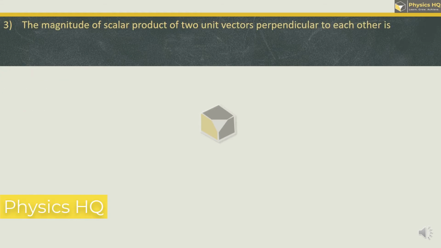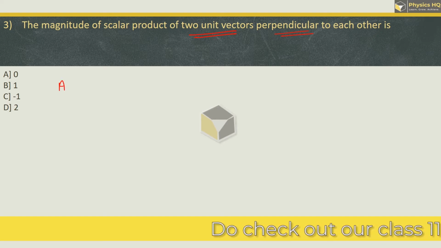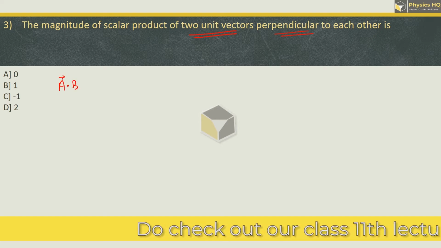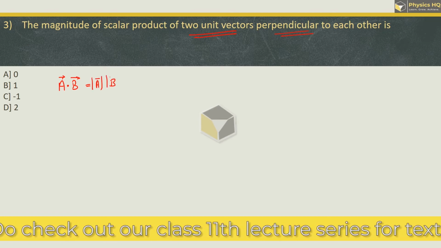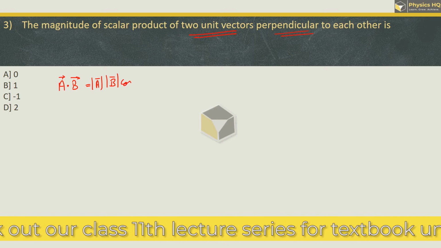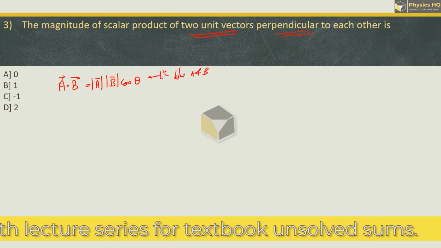The magnitude of scalar product of two unit vectors perpendicular to each other is: 0, 1, minus 1 or 2. So let us first write down the formula for magnitude of scalar product. Let us say we have two vectors, vector A and vector B. Their scalar product is given by magnitude of A into magnitude of B into cos of theta, where theta is the angle between vectors A and B.